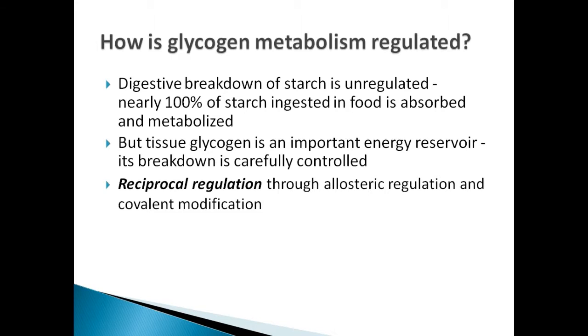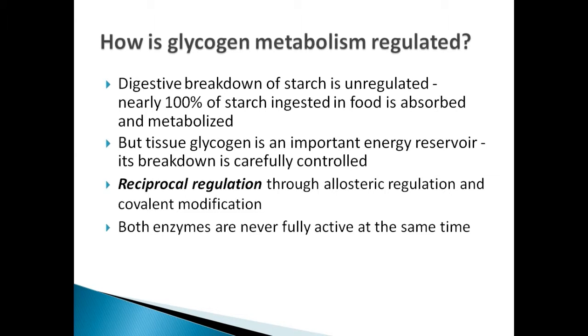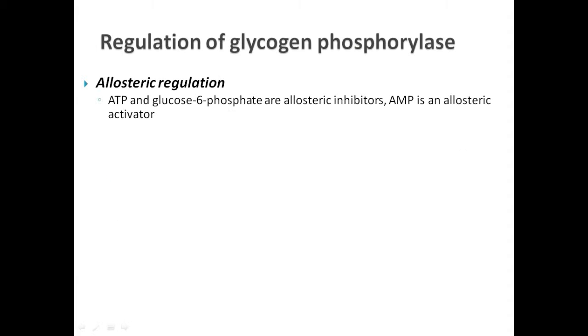It is, as we have seen with other metabolic processes, under a reciprocal regulation through allosteric regulation and covalent modification. So again, there will be a local allosteric control of the enzymes and a global control through covalent modification, specifically through phosphorylation. So both enzymes are never fully active at the same time. In other words, when glycogen synthesis is switched on, glycogen degradation is of course switched off, and vice versa. So the allosteric regulation happens at glycogen phosphorylase, the most important enzyme for breakdown of glycogen.